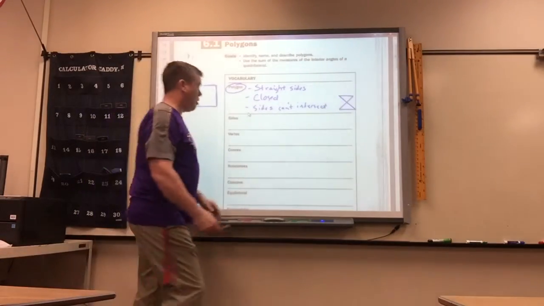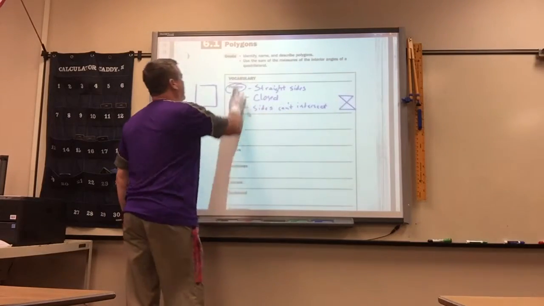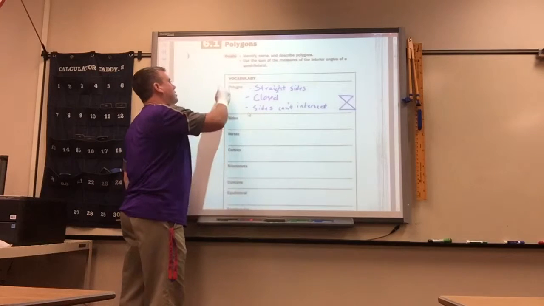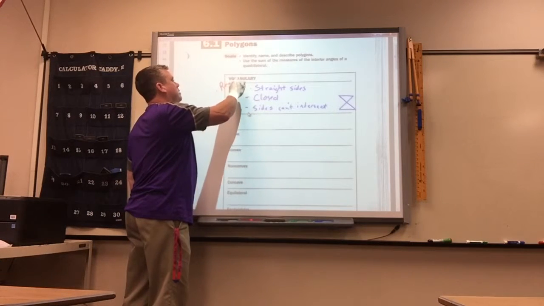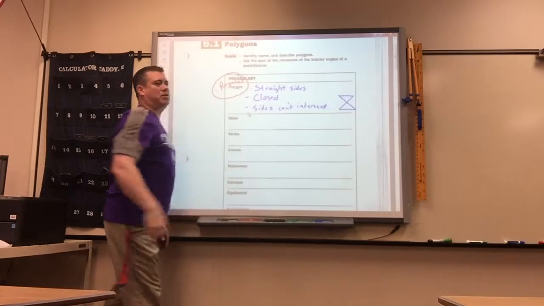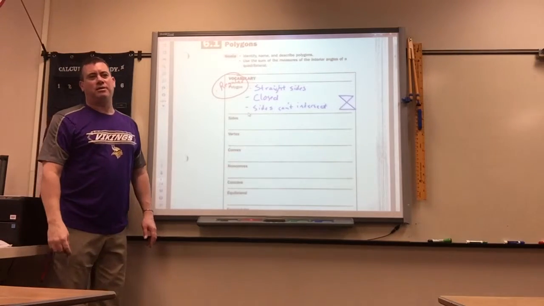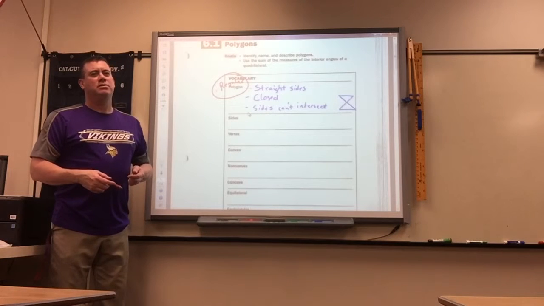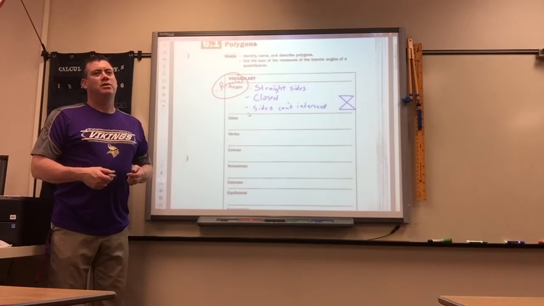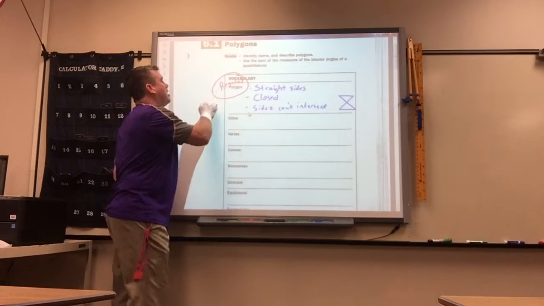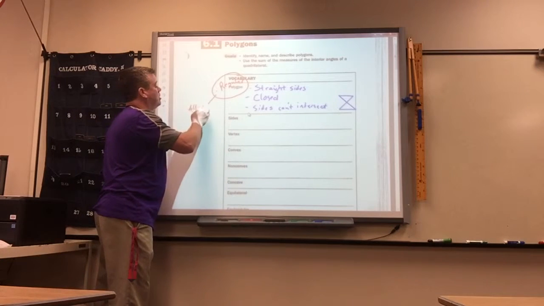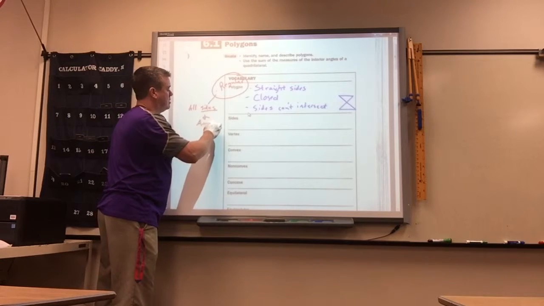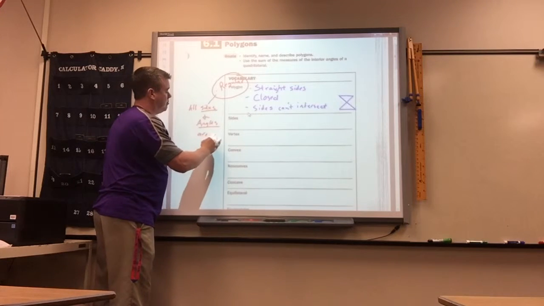Now, it doesn't have it yet, but it will. If it's a regular polygon, we've talked about this. Who remembers what regular means? A square is a regular polygon. A rectangle is not. It's all equal sides. Regular polygons means all sides and angles are congruent, right?